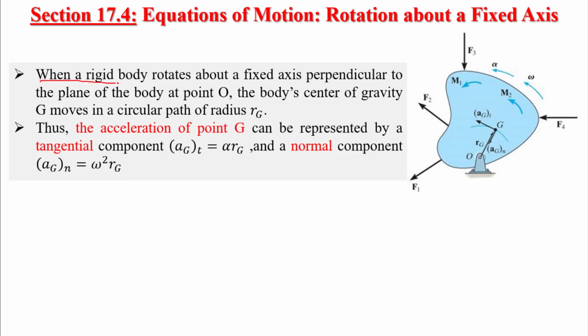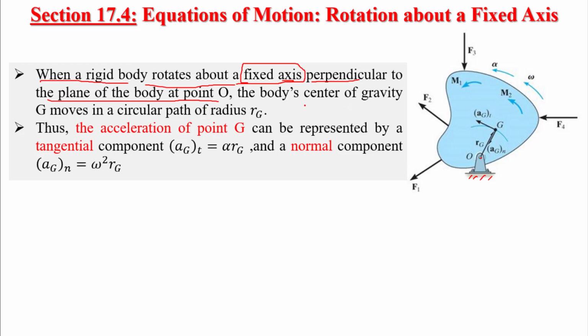So when a rigid body rotates about a fixed axis, and this axis is perpendicular to the plane of the body at point O. So imagine here about this fixed point we have an axis perpendicular to the screen of your laptop or your mobile. So here we have an axis perpendicular passing through point O, at point O fixed.